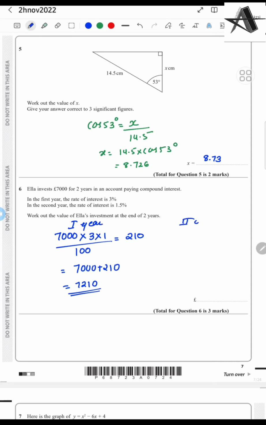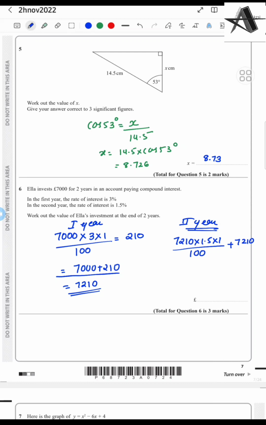For the second year, the rate of interest has changed and comes out to be 1.5%. So now 1.5% will be on 7210. So 7210 and 1.5% for 1 year, and obviously you need to add it to your original one. That's what I did here, right? Because this is the interest that you will get, but at the end of the year you will get the complete money. That's the meaning of compound interest.